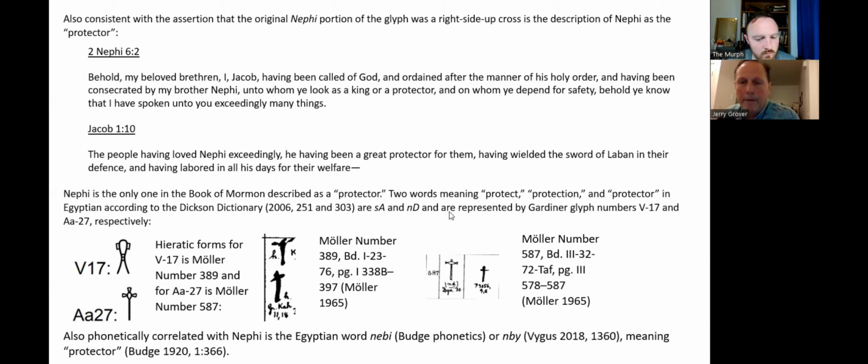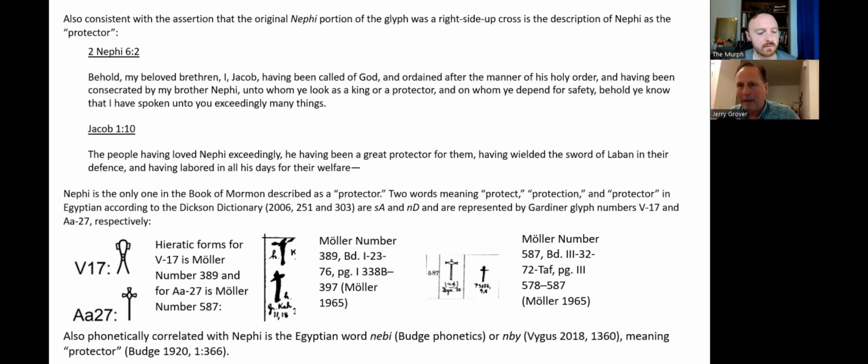And if you notice in Second Nephi 6:2, it says Nephi, unto whom you shall look as a king or a protector. And then the people love Nephi exceedingly, he having been a great protector for them. So it actually does mean protector in the Egyptian. That's what's helpful about having the Reformed Egyptian. It can show you the correlation to the name. You have an Egyptian name, and once we know what the Egyptian form is, it can have other meanings in Egyptian that match him. Right, it's how he's described in the Book of Mormon. That's really fascinating. Yeah, I hadn't noticed that.